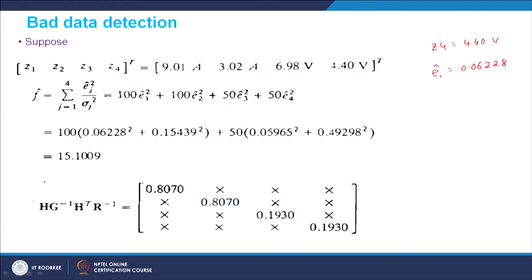E1 hat is 0.06228, then E2 hat is 0.15439, E3 hat is 0.05965 and E4 hat is minus 0.49298. So, these were the values, and now when I put these values, I get that f hat is 15.1009, and 15.1009 is much greater than 9.21. So, then therefore, bad data is detected.